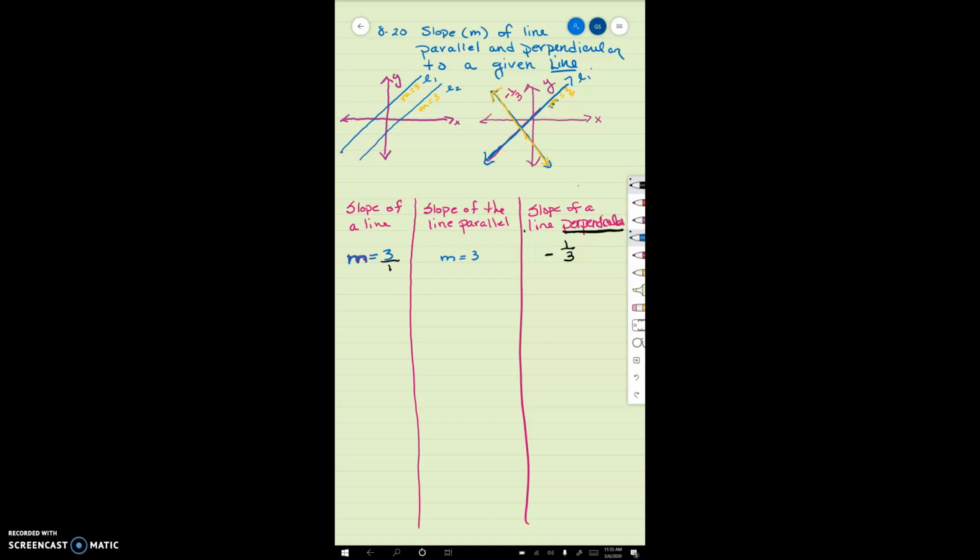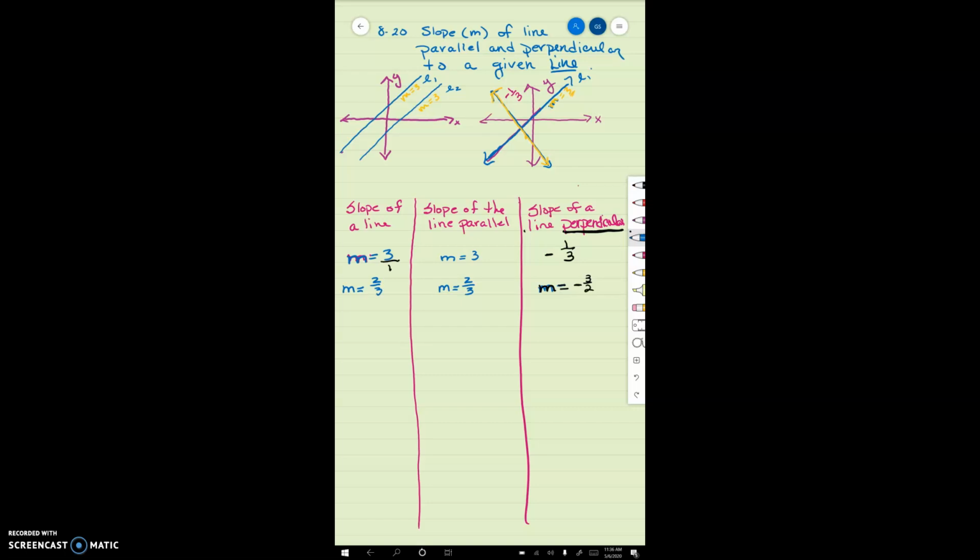Okay? All right, let's do it again. Different question. How about m equals 2/3? All right, so the slope of this line is 2/3. The slope of the line parallel would be the same, so 2/3. The slope of the line perpendicular is going to change everything. Opposite, so change the positive to a negative. So m equals not a positive 2/3, but a negative, and then flip it, 3 over 2.